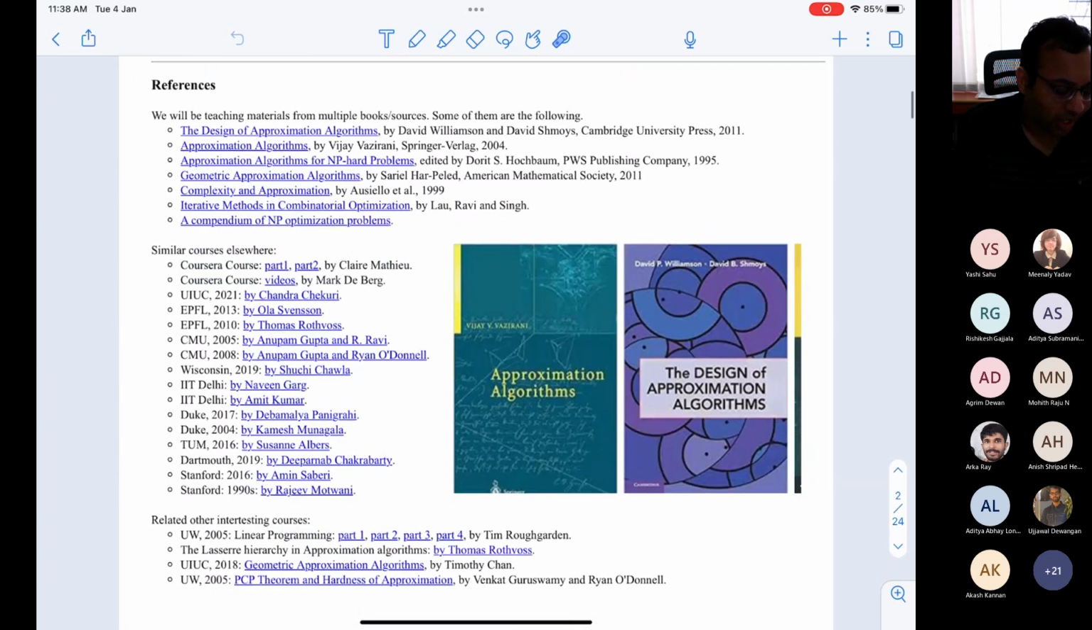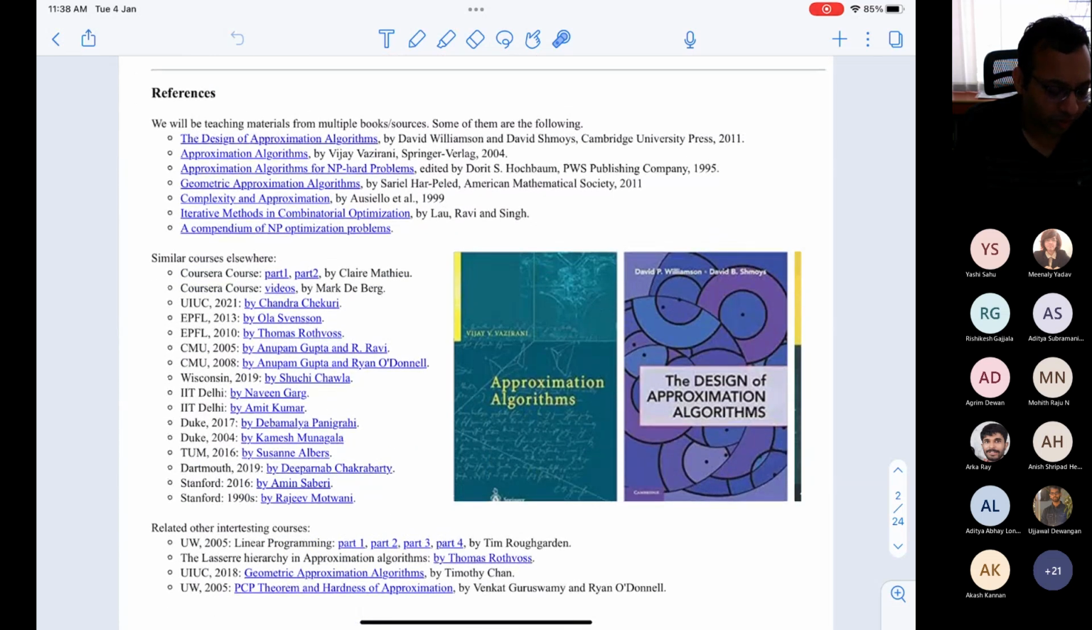part of the course. But there are some parts for which we'll follow some other resources, and for them we'll mention when we cover them. For example, for geometric approximation algorithms we might cover, we'll probably follow some of the notes from this course by Timothy Chan, or linear programming we'll cover. Maybe we'll follow something from this Thomas Rothvoss's lecture notes and so on, but we'll mention them. But mostly we'll follow this book.